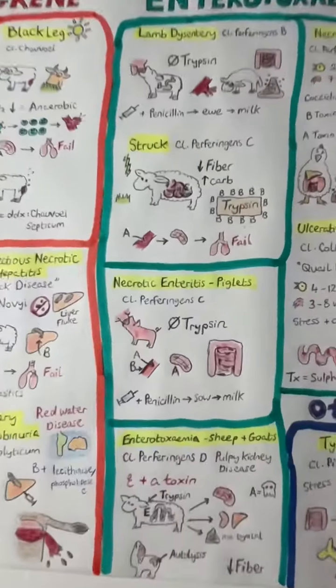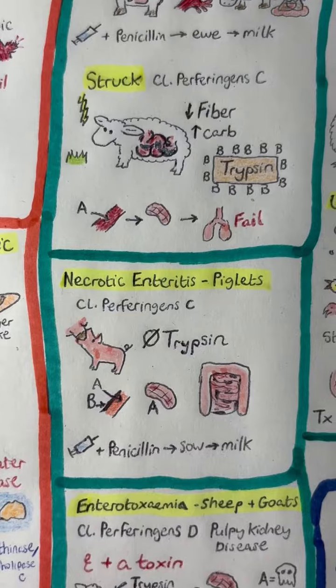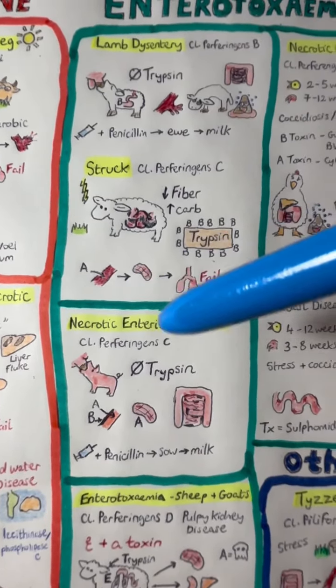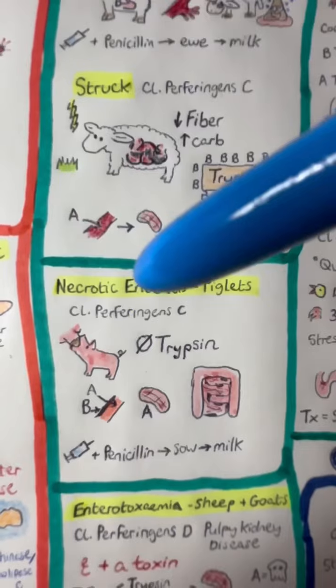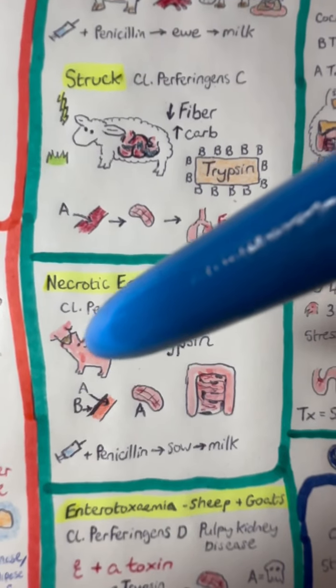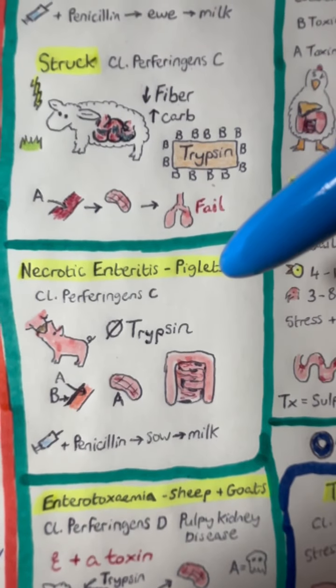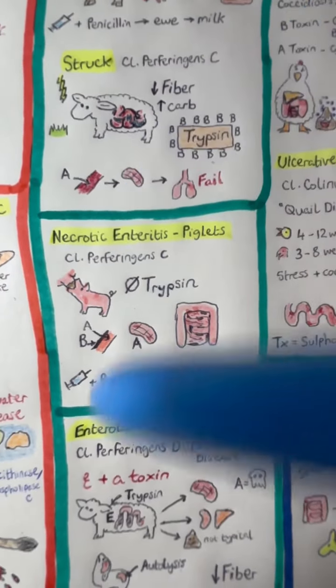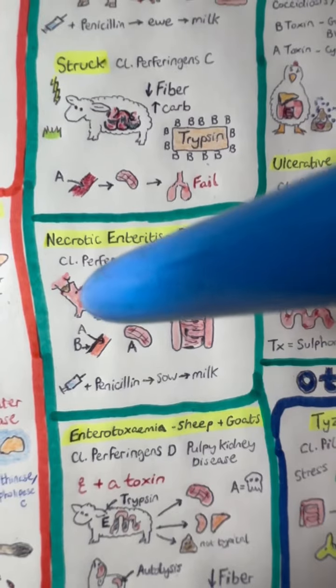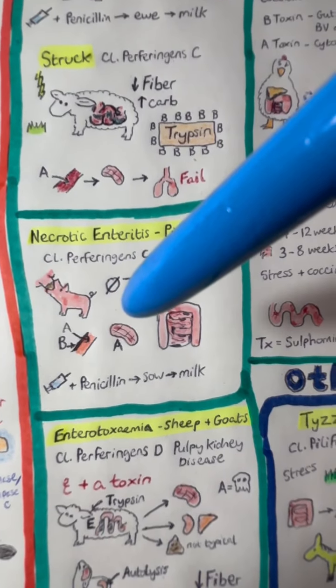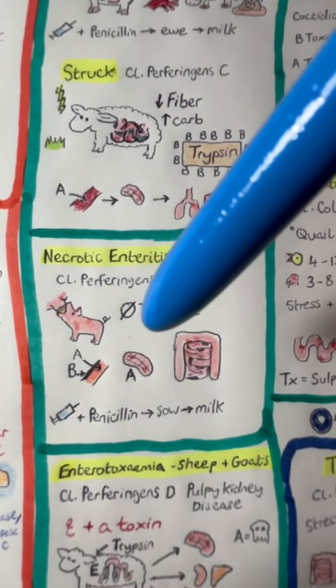The next disease is necrotic enteritis of piglets. Similar to lamb dysentery, however, it is caused by Clostridium perfringens C and not Clostridium perfringens B. It occurs when young piglets suckle on a fecal contaminated teat, and since the young piglets do not have trypsin, beta toxin will then damage the vessels, and this allows alpha toxin to get into the vessels, and then it can go to the respiratory center in the brain, and the piglets will die from suffocation.